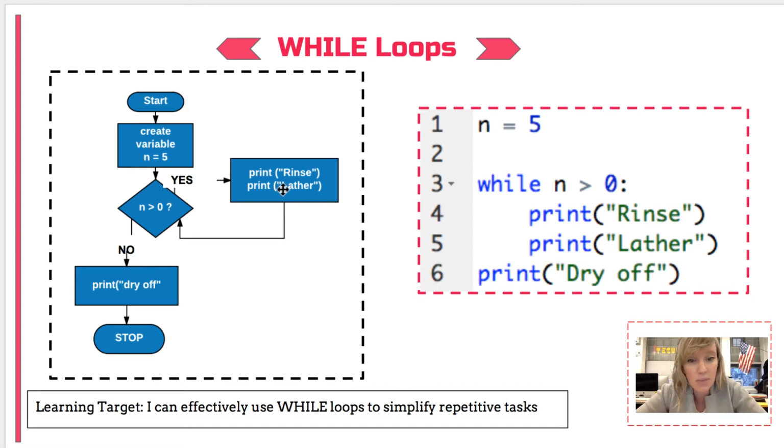So if the answer is yes, it prints rinse and then lather, and then it checks the condition again. Is n greater than 0? Well, n's 5, so n is greater than 0. So it goes through again. And then it says, okay, is n greater than 0? Well, n is 5, so n is greater than 0.